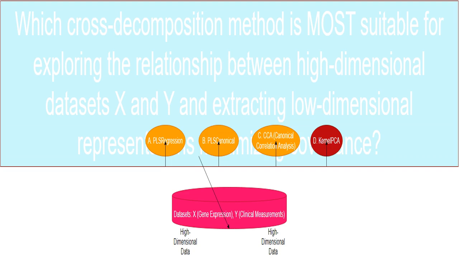I'm looking for a method from Sklearn's cross-decomposition module that can handle high-dimensional data like gene expression, X, and clinical measurements, Y. I want to find a relationship between them, reduce their dimensions, and keep the important information showing how they relate. The best method will maximize the covariance, how much they change together.